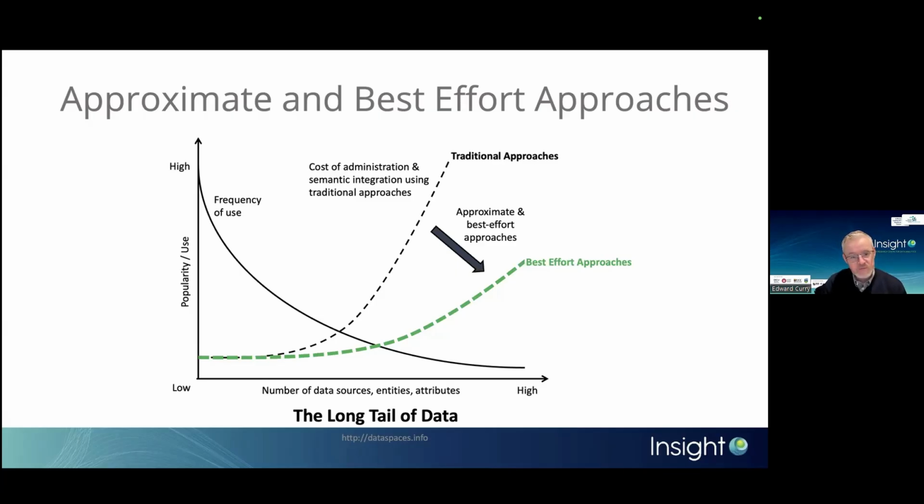And that was basically one of the perspectives with data spaces: from the traditional literatures, how do you start investigating those best effort approaches? What are the opportunities with them?